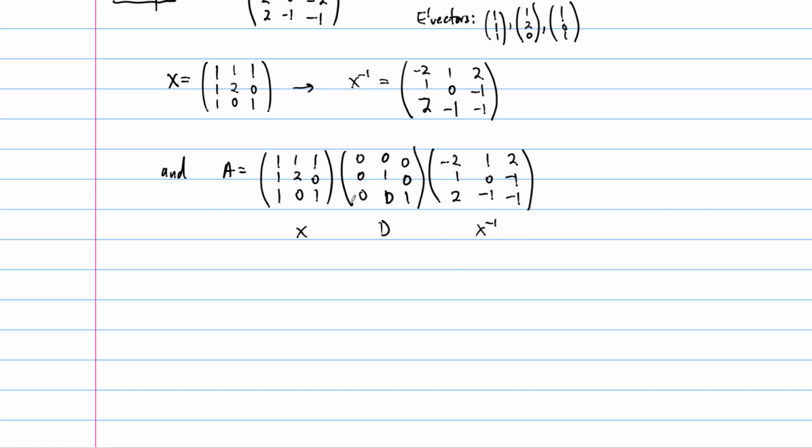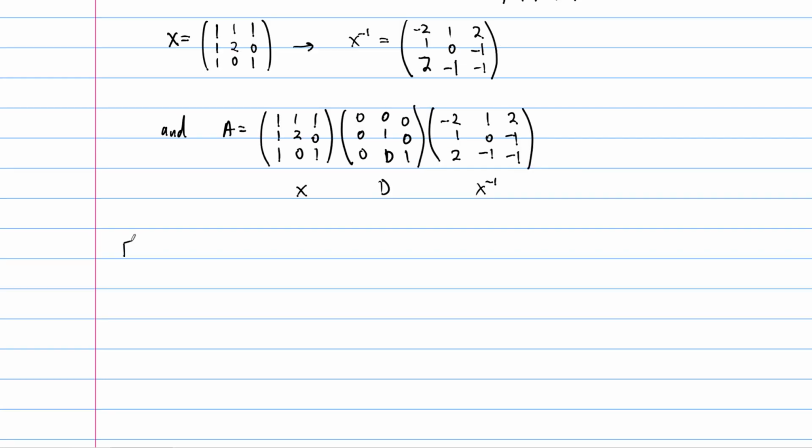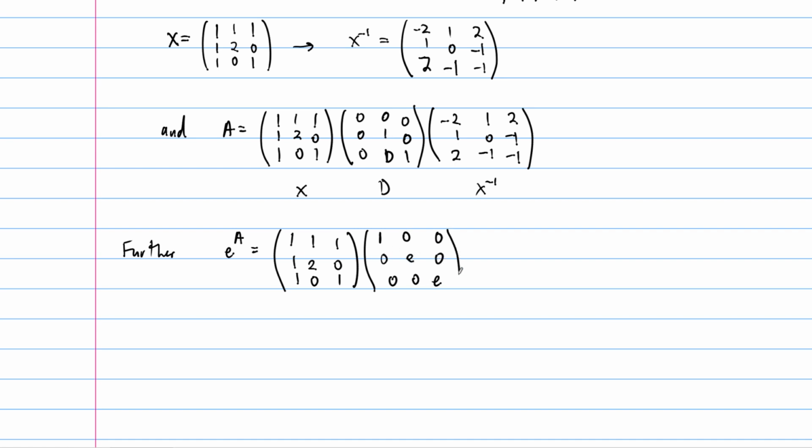Now if we wanted to take the exponential of A, then we can do it. Further, e to the A is going to be equal to X, and X inverse stay the same. So these matrices stay the same. This becomes e to the D. But remember how this works: we just take the exponentials of the diagonal entries alone. So e to the 0 is 1, e to the 1 is e. And so there's our e to the D. That one's simple. And then we just write down our X inverse, which we've already computed.